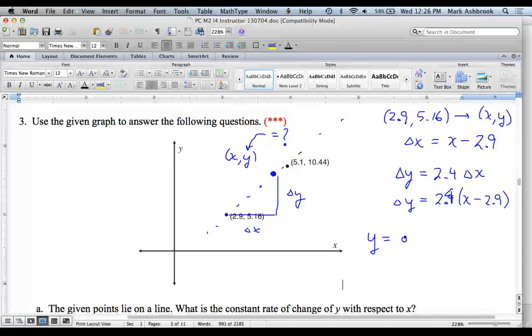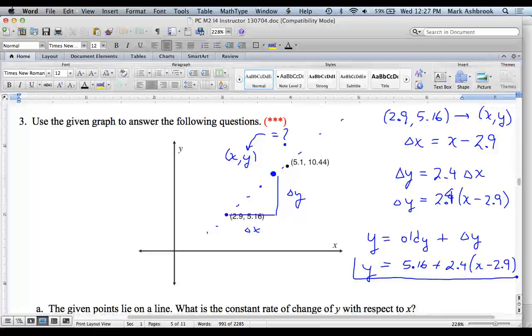Yep. So we started at the old y, and to get the new y, we're going to do what? Add the change in y. Should make sense. What was our old y? 5.16. What's the change in y? 2.4 times x minus 2.9. There's the change in y.